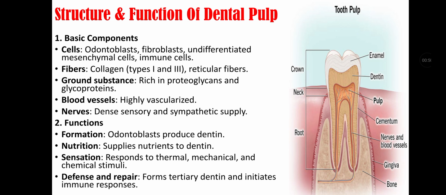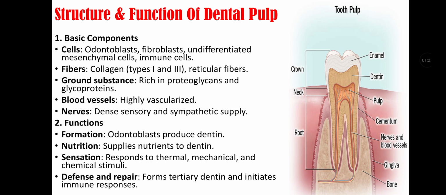Structure and functions of dental pulp. First, we will talk about basic components. Basic components of dental pulp include cells, fibers, ground substance, blood vessels, and nerves. Cells include odontoblasts, fibroblasts, undifferentiated mesenchymal cells, and immune cells. Fibers include collagen type 1 and type 3, and also reticular fibers. Ground substance is rich in proteoglycans and glycoproteins. Blood vessels: it is highly vascularized. Nerves: there is a dense sensory and sympathetic nerve supply present in the dental pulp.